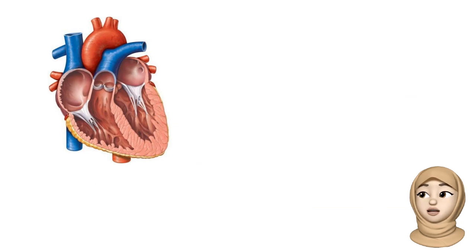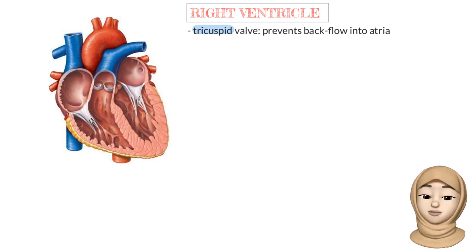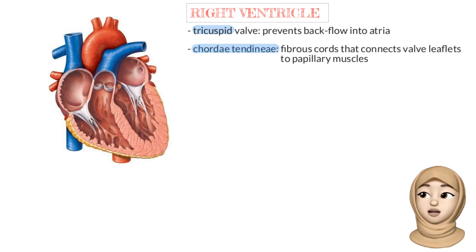The right atrium empties into the right ventricle through the tricuspid valve, which prevents backflow into the atria when the ventricles contract. Within the right ventricle, the chordae tendineae are fibrous cords that connect the valve leaflets to the papillary muscles.